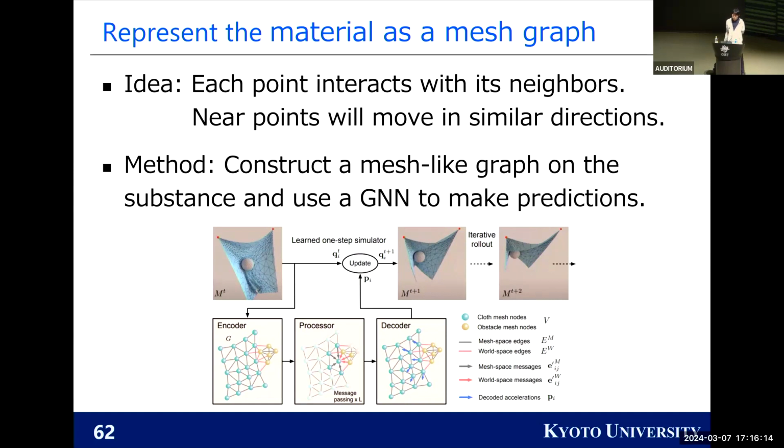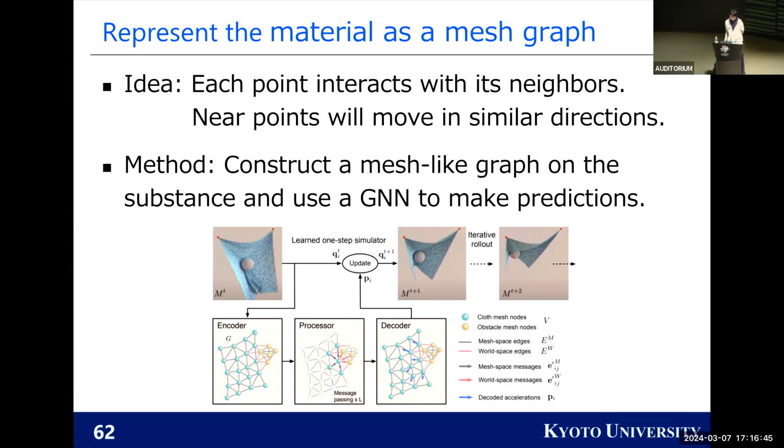And also we can observe that nearby points will move in similar directions. For example, if a specific point in the cloth moves left, then we can expect that the surrounding points also move left. So this is homophily. The labels or the values of surrounding nodes are basically the same or correlated. So from these observations, we can expect that GNNs are good candidates to solve this problem.